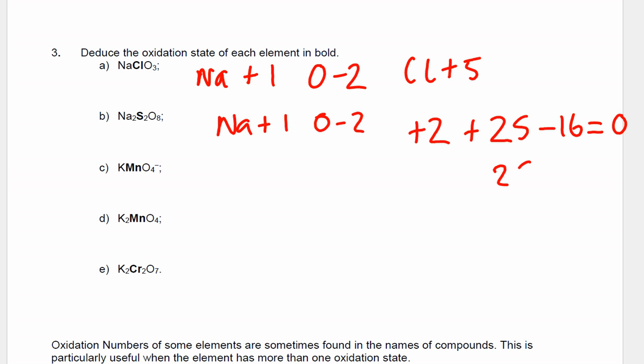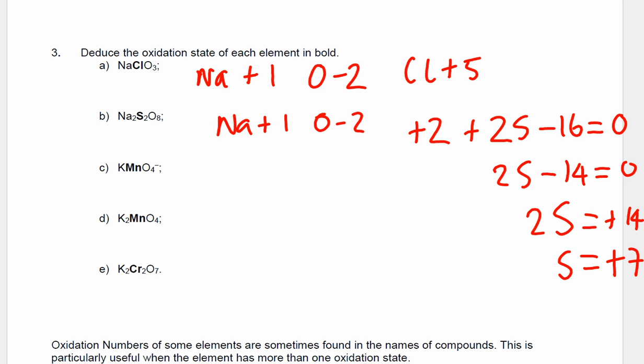So my 2 sulfurs -14 equals 0. So sulfur, plus 14, the sulfur will equal +7.